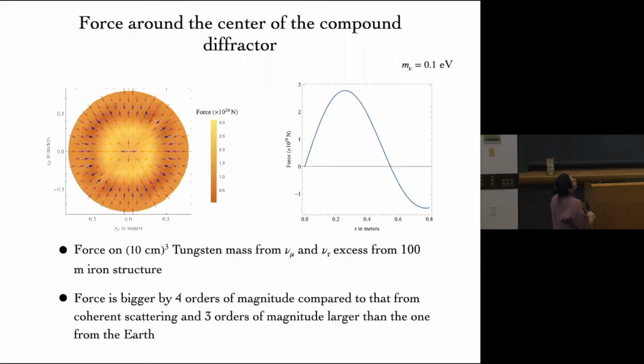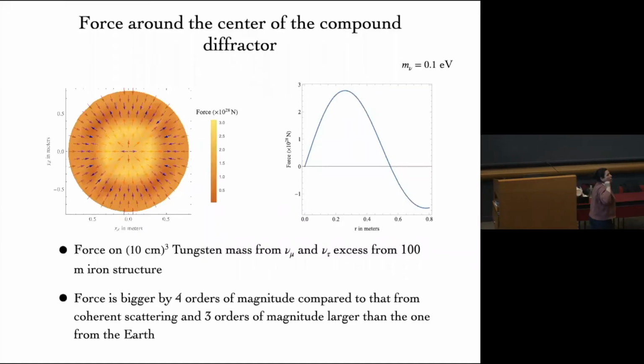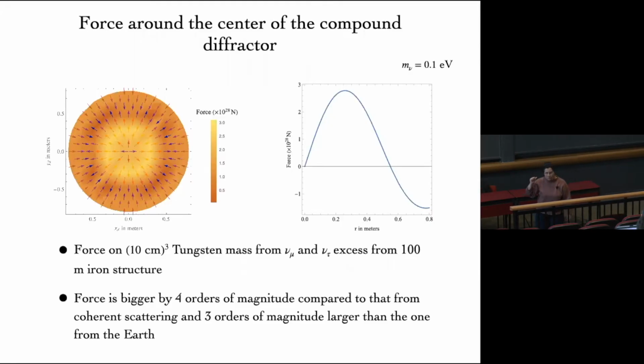It turns out that this is a small force. You see there the axis is multiplied by 10 to the minus 28 Newton. Just to give you an idea, the weight of a proton is 10 to the minus 26 Newton. So this is 100 times smaller than the weight of a proton on the Earth. Okay, this is small. It's not huge. But nevertheless, it's still 3 orders of magnitude larger than the force that the Earth gave us for free. So these effects dominate over the Earth.